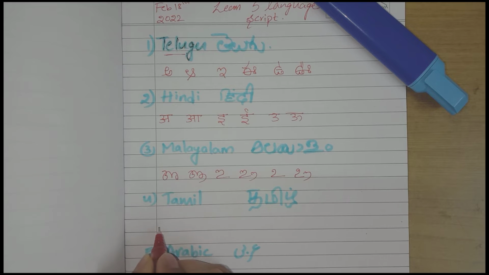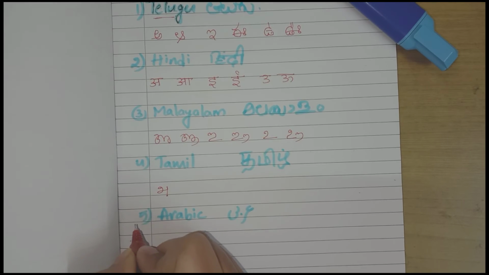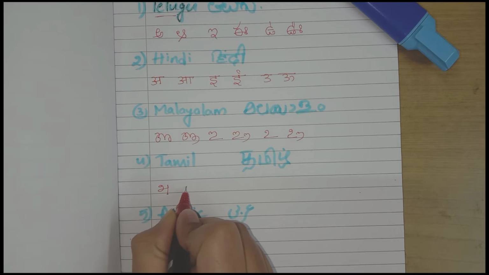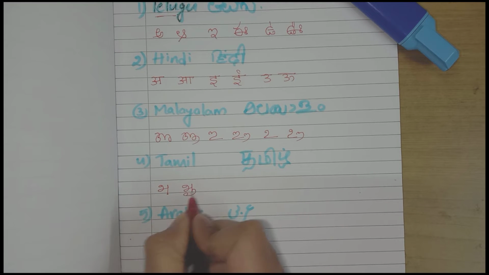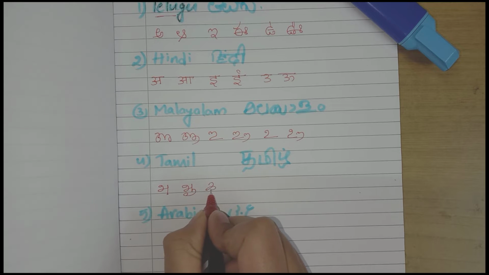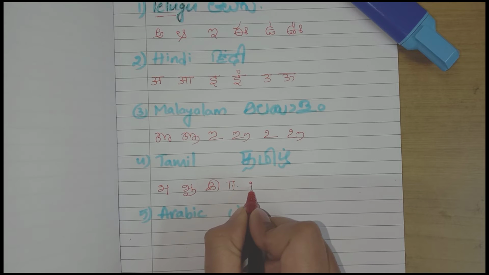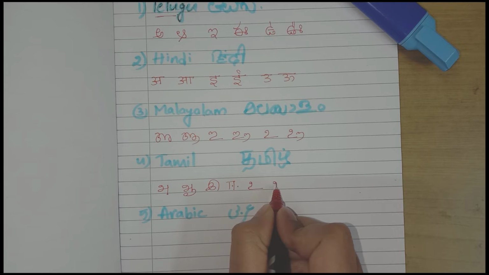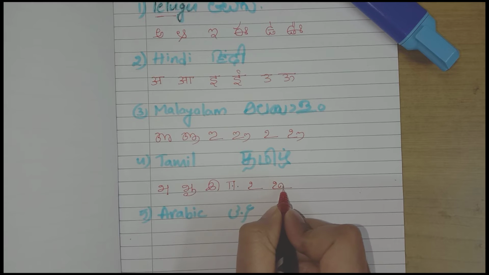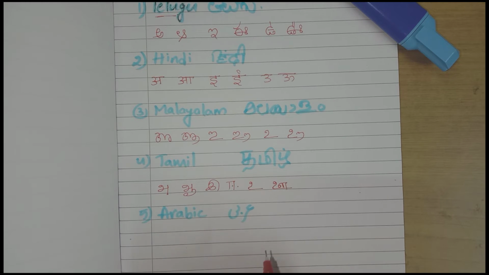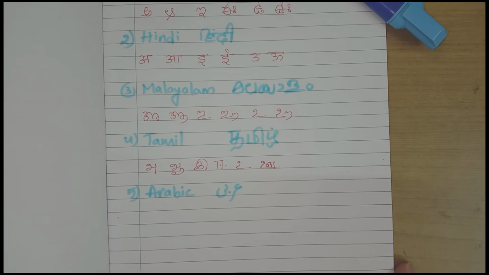In the same way, Malayalam also, first letter is A. Second letter is A, I, E, U. But in Arabic, letters are different when compared to other 4 languages.